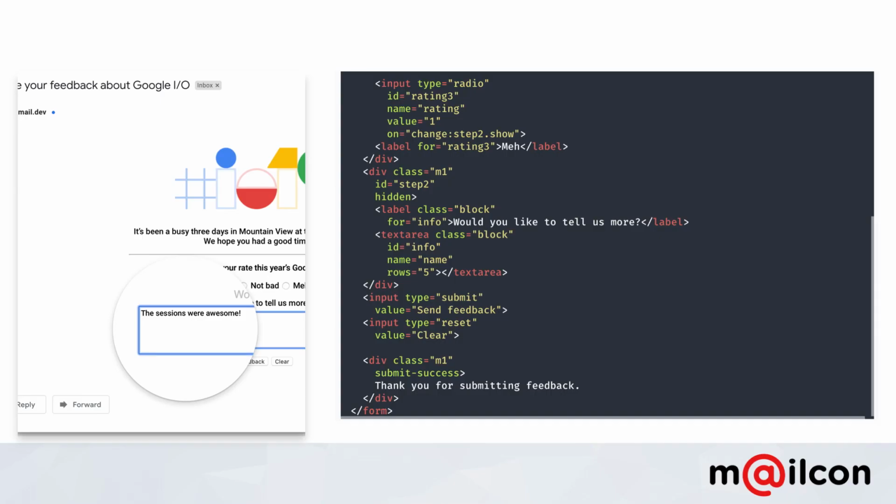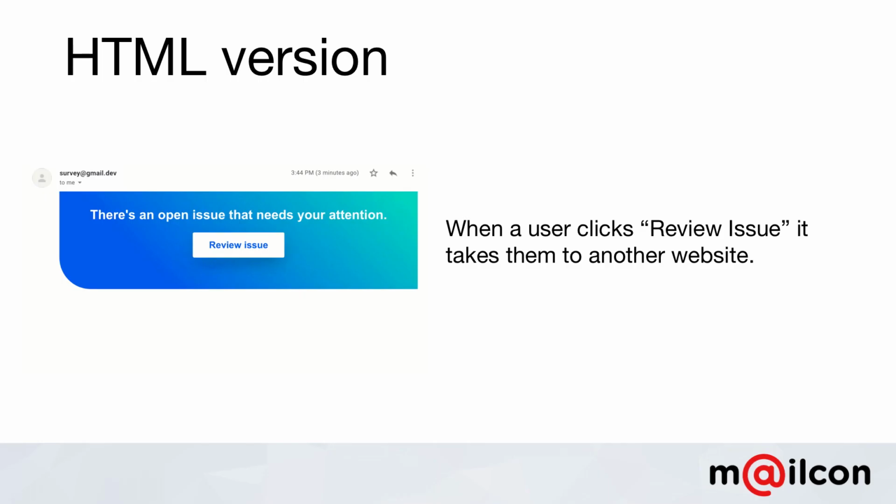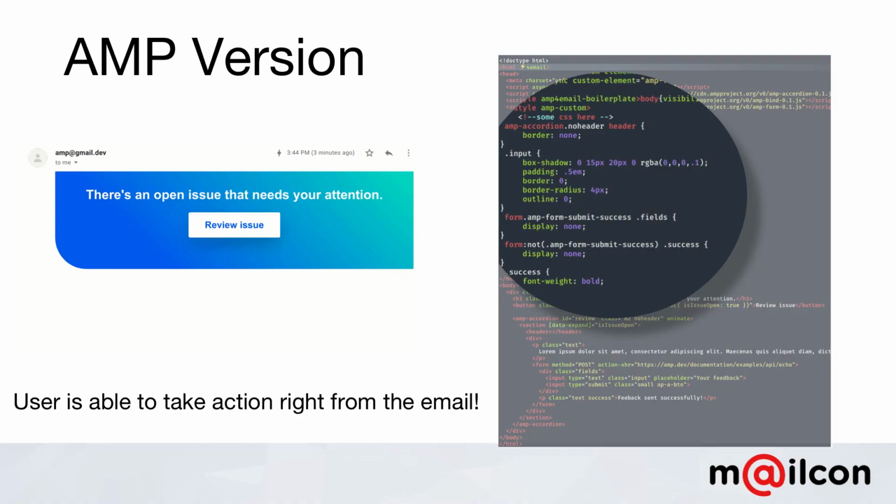It's not super difficult to create these. You can see the code sample for building the form right there. I'll do another one, similar concept. In the HTML version, you would get this email, and you'd click Review Issue, and it takes you off to some other website. That adds friction to the process, right? With the AMP version, the interaction is baked right into the email, and you can see that the code necessary to do this is not super complicated.